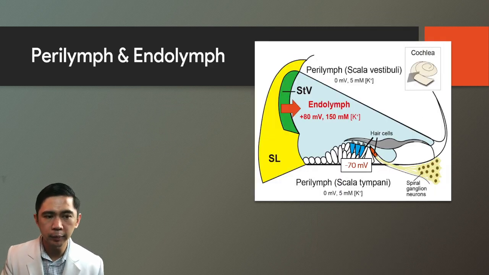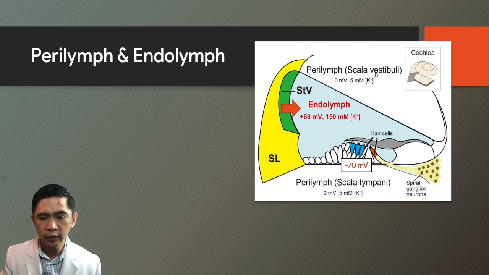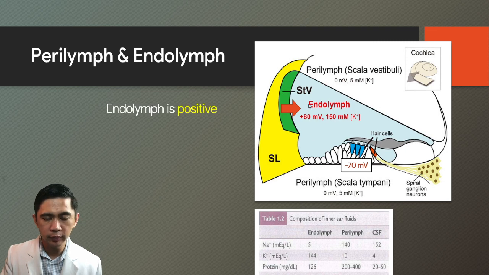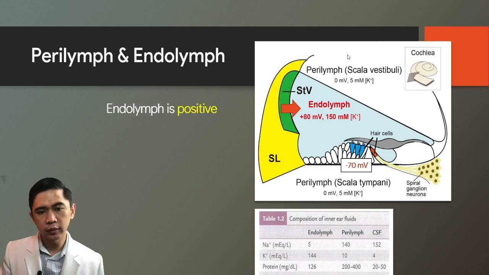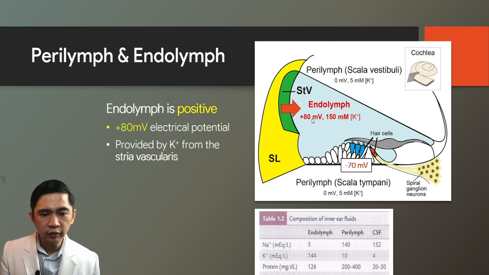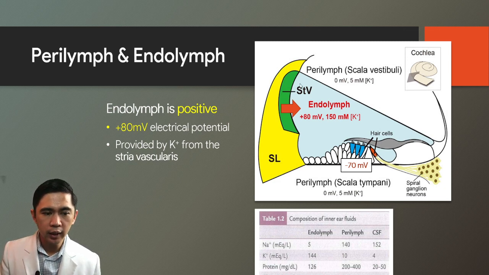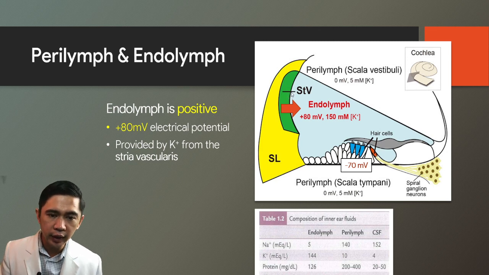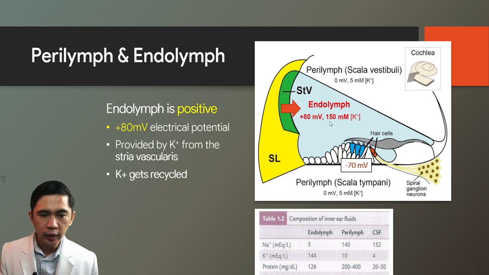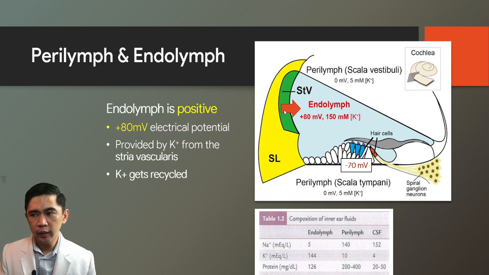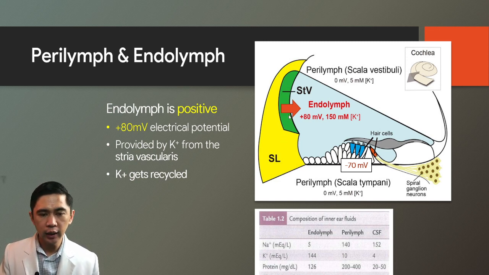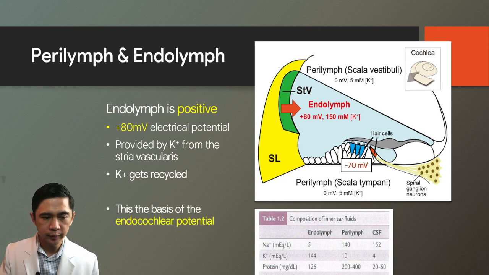Here we will discuss more of the perilymph and the endolymph. Perilymph is found in the scala vestibuli and tympani, and the endolymph is in the scala media. The endolymph is positive, possessing around 80 millivolts compared to the perilymph, and this positivity is provided by the influx of potassium positive ions from the stria vascularis. So the stria vascularis provides the positive potassium ions in order for the endolymph to stay positive. This potassium is recycled after the endocochlear depolarization. So there is an active recycling of the positive potassium ion.